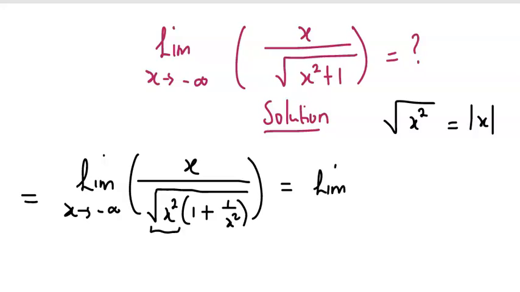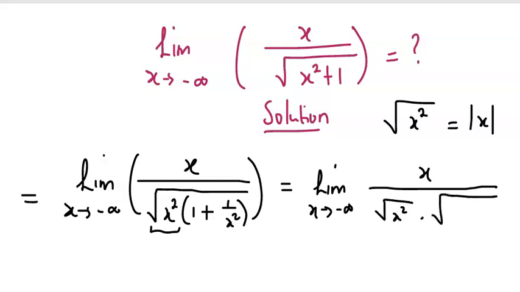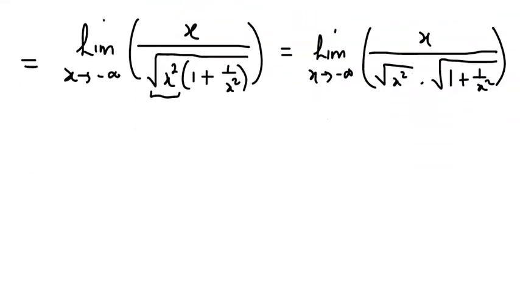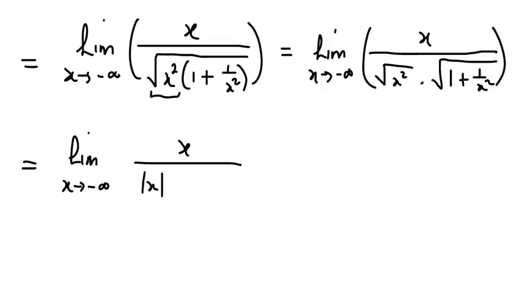So this is the limit as x approaches negative infinity of x divided by the square root of x squared multiplied by the square root of 1 plus 1 over x squared. Isn't that cool? From here, down there we have the absolute value. So this is equal to the limit as x approaches negative infinity of x divided by the absolute value of x, multiplied by the square root of 1 plus 1 over x squared.